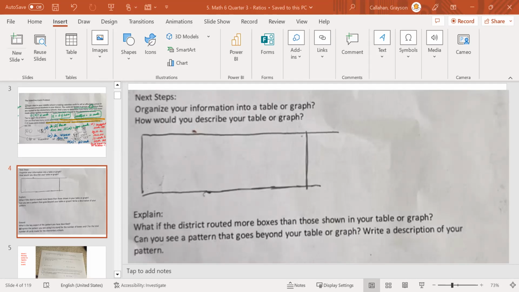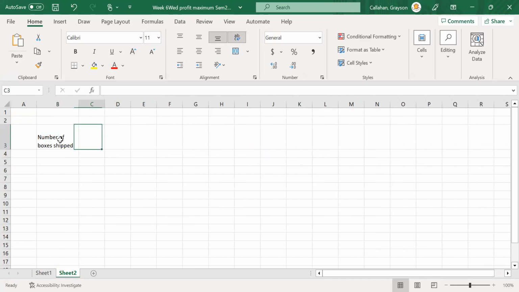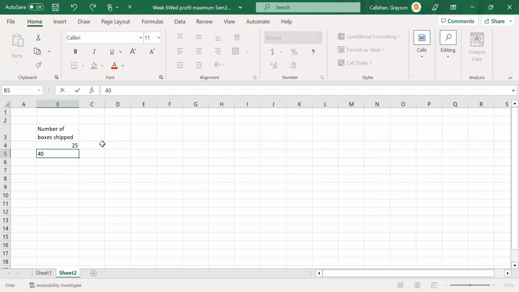Okay. So let's take a look. Let's see, where's my Excel spreadsheet? Hold on, it's not here. Let's see, just share. There we go. All right, so this one will be number of boxes shipped, right? We had 25. We had 40, right?